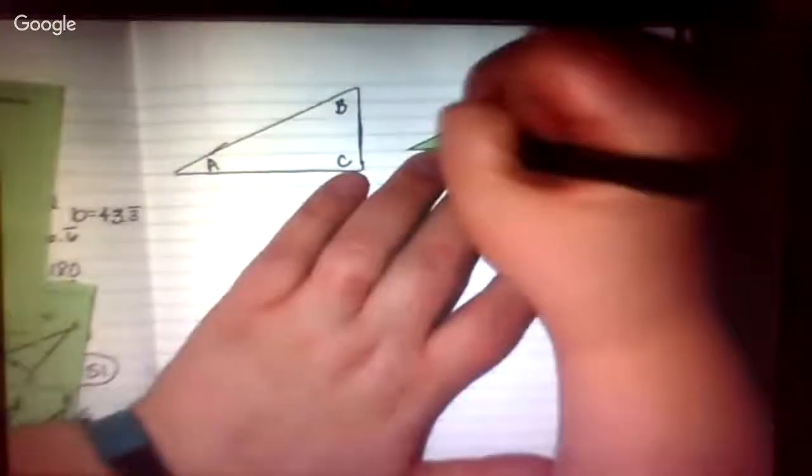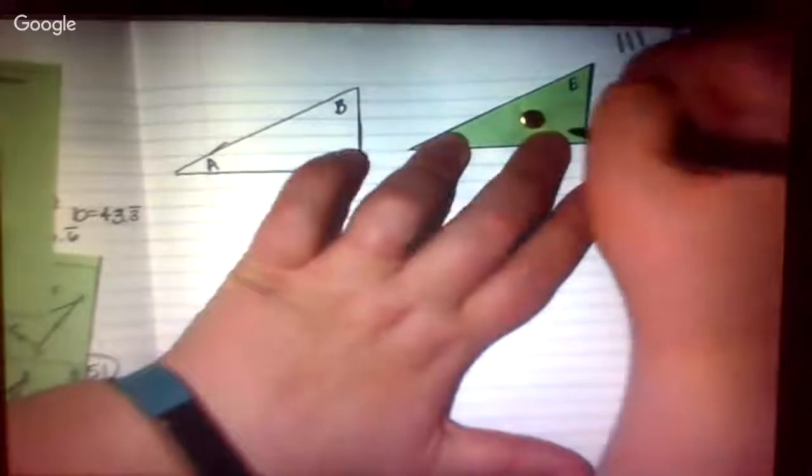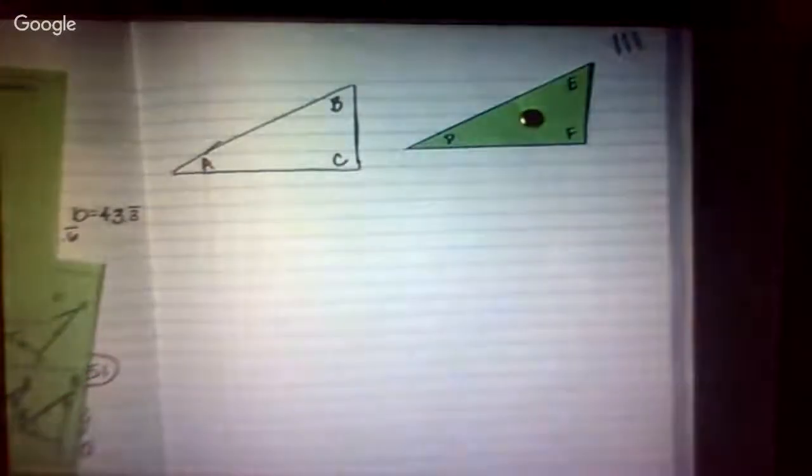Okay, I'm going to label your first triangle, triangle ABC. Okay, I'm going to label your second triangle, DEF.